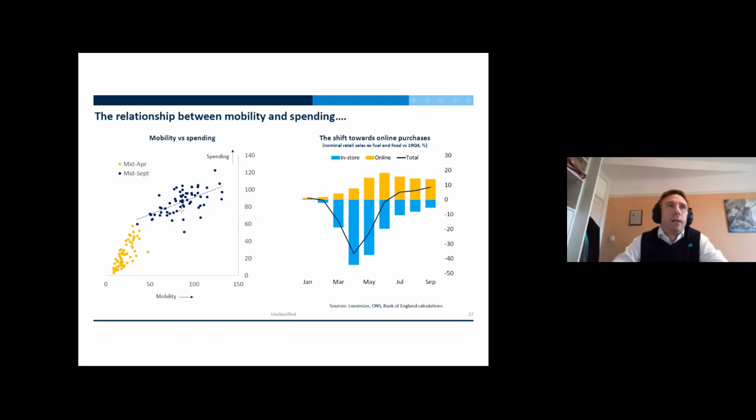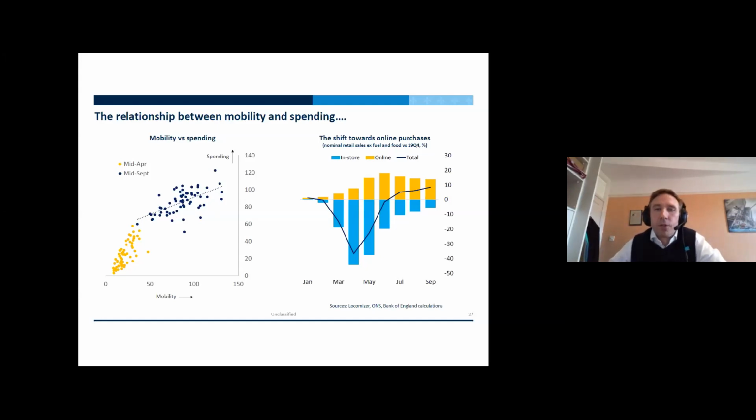What if you bring in the data from mid-April? Well, that's dramatically different. Even given the weakness in mobility, all of these yellow dots are below where that blue line would extrapolate to. So spending was even weaker than expected, given what you would have thought given mobility. So the relationship between the two can change over time. You put a dotted line through those yellow dots, it'll be a lot different from the blue line there.